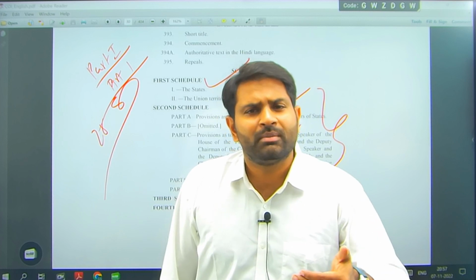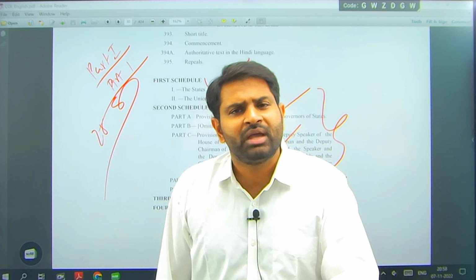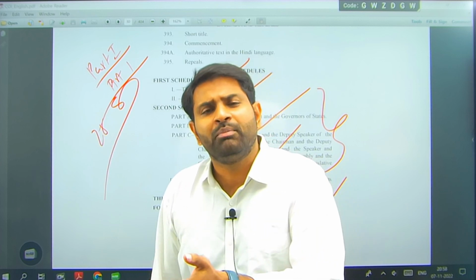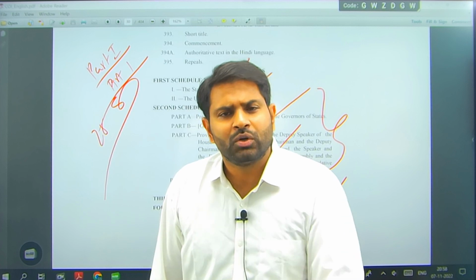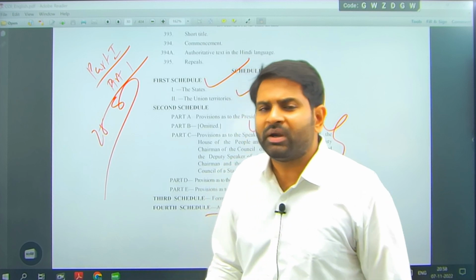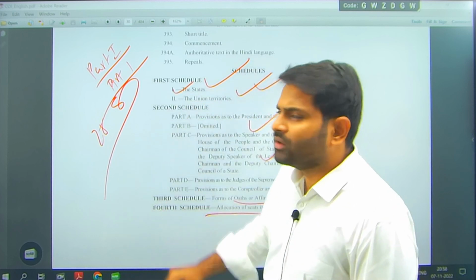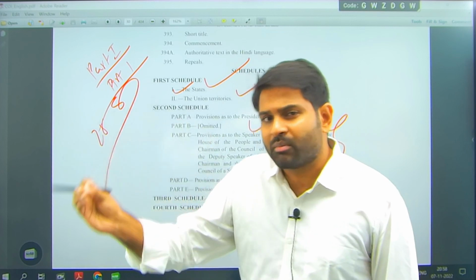Andhra Pradesh used to be in Madras state. In 1953 it became Andhra. In 1956 it became Andhra Pradesh. In 2014 it was bifurcated, and after bifurcation, Andhra Pradesh. So, this sequence you will get in the schedules. Any extra information about that particular article you will get in the first schedule. Right? A schedule is a place where you get extra information.